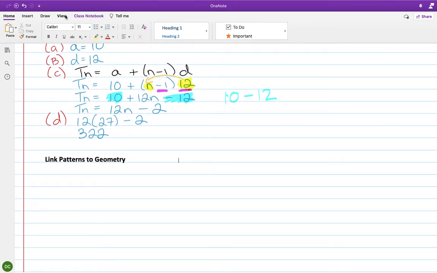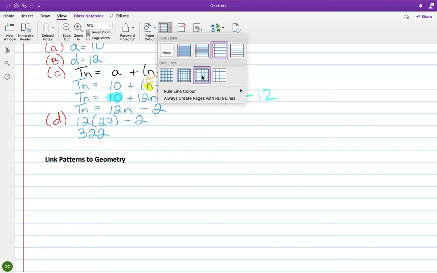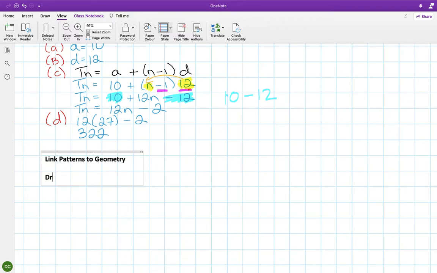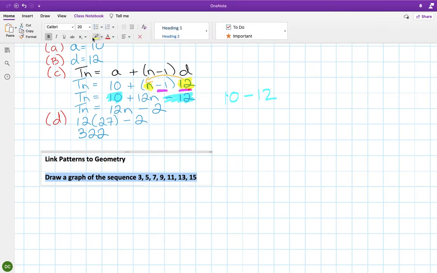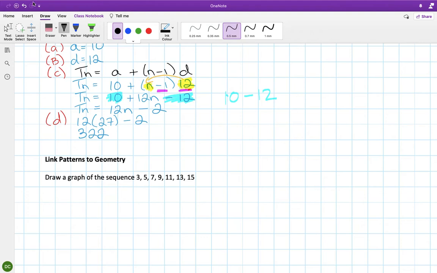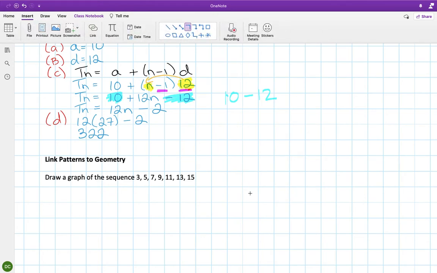Okay, so let's see. So draw a graph of the sequence 3, 5, 7, 9, 11, 13, 15. Okay, so I'm going to draw my graph. Let's see what color I'm using here. Let's go black, insert this.